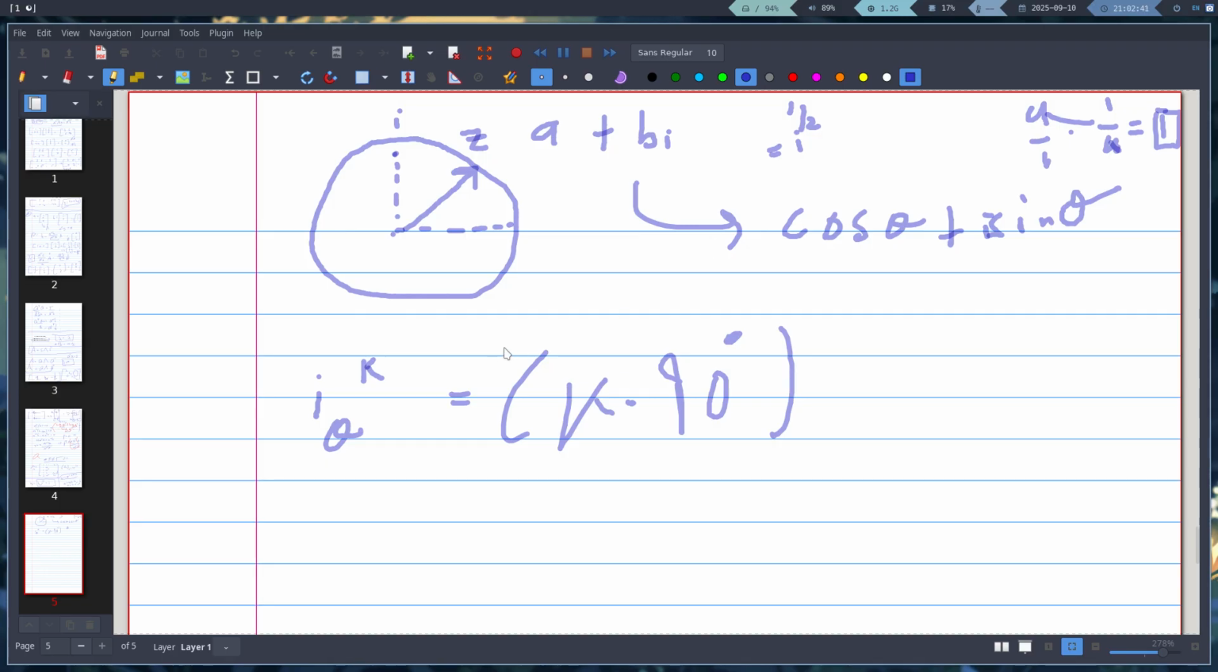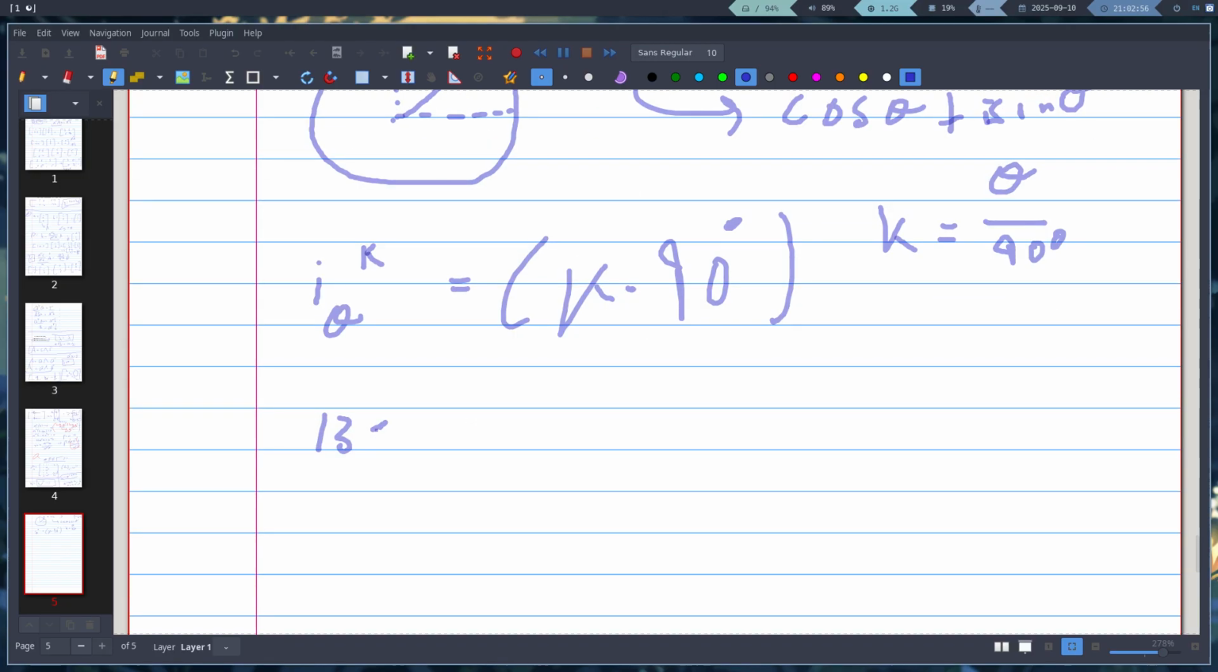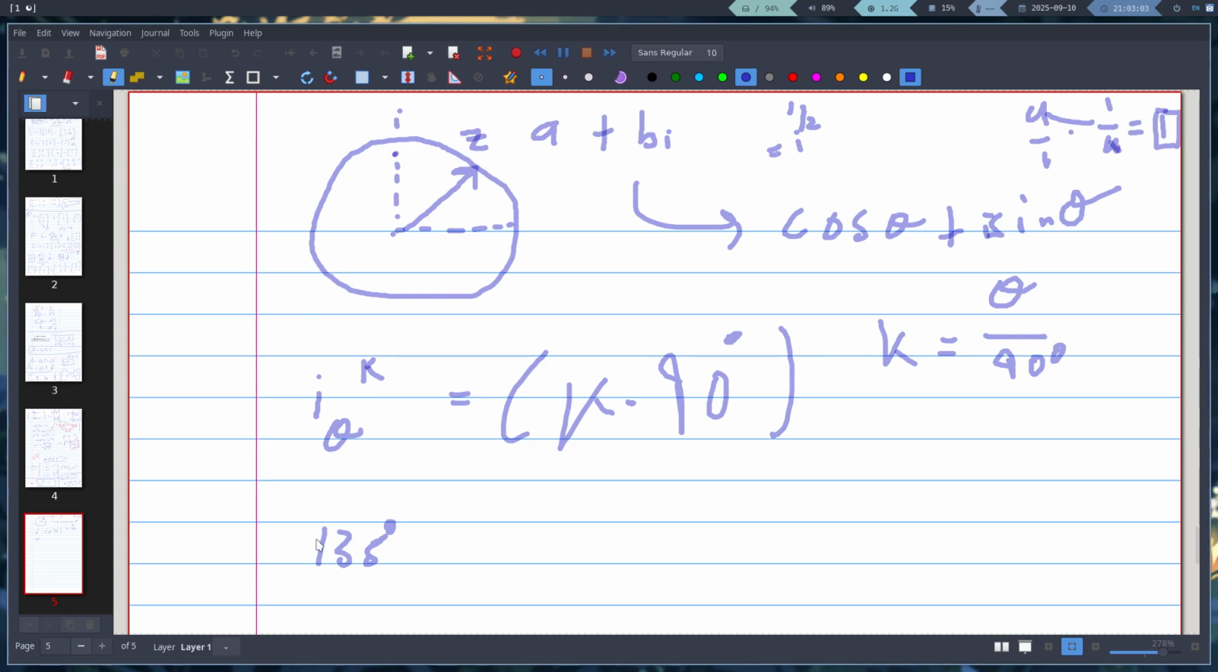We don't know what power we're raising to. And so k would just be theta over 90 degrees. That should be fairly straightforward. And so let's take an example, 135 degrees. I feel this is fairly simple to see. So what power do we need to raise i to in order to get 135 degrees?